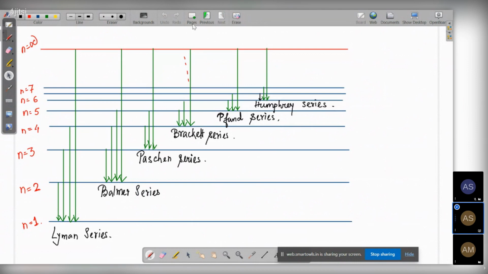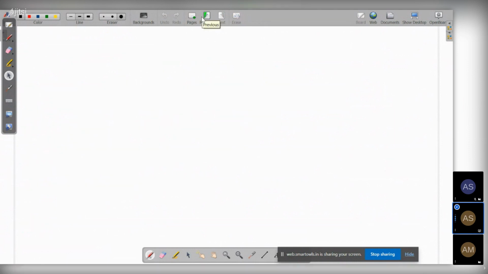Now let us make a table and write down the names of all the series. We'll make a table with the columns being series name, n1, n2, and the spectral region.